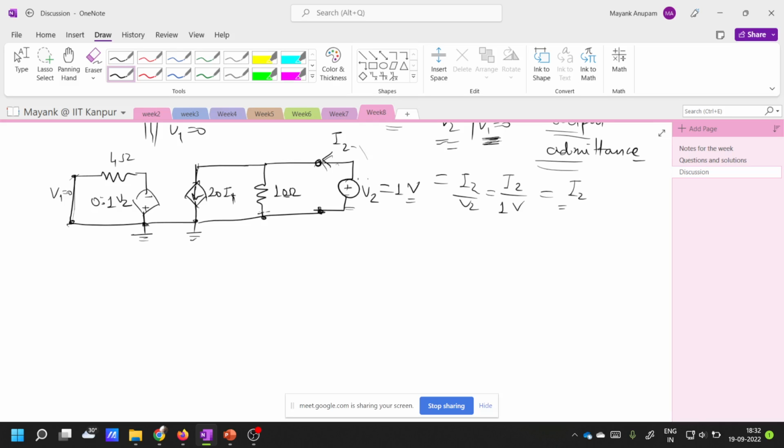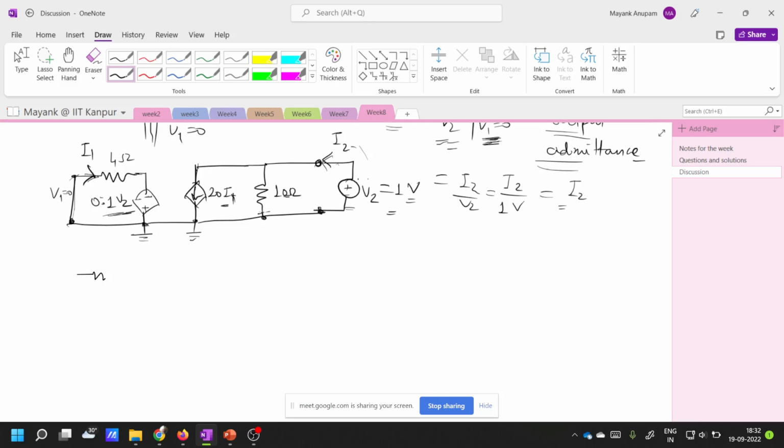So this is grounded here, right? And what is this? This is I1. This current is 20 times I1. So you have to find out what this I1 is, right? So for finding I1, you need to find this dependent voltage source. It is equal to 0.1 V2. V2 we have given as 1 volt, right? So this voltage here becomes 0.1.